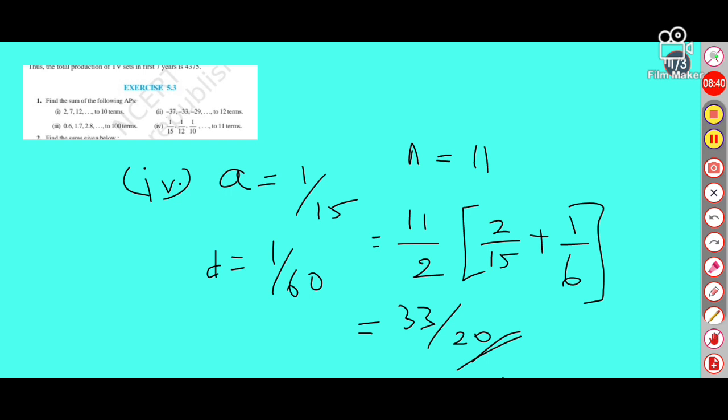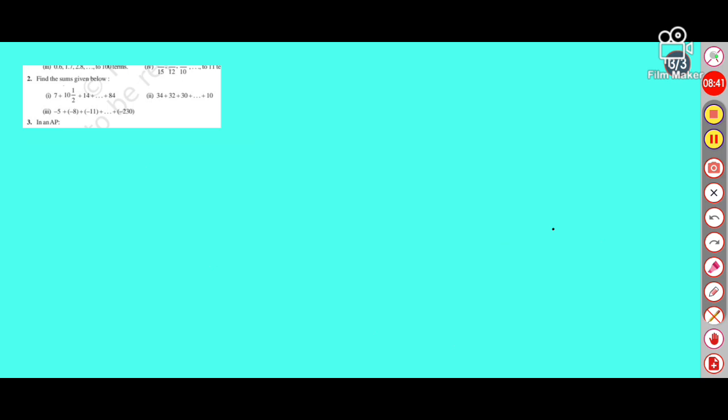Now the second question from this exercise, again we need to find the sum value. We will do the first subdivision. The value a is 7. The common difference is again 7 by 2. So kindly work out the common difference, because it takes time.